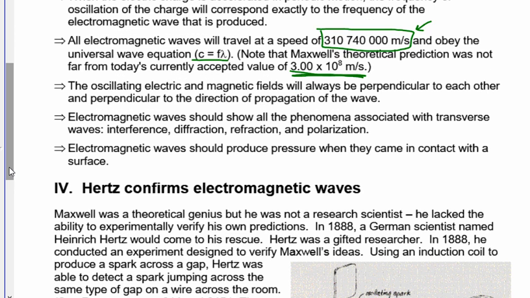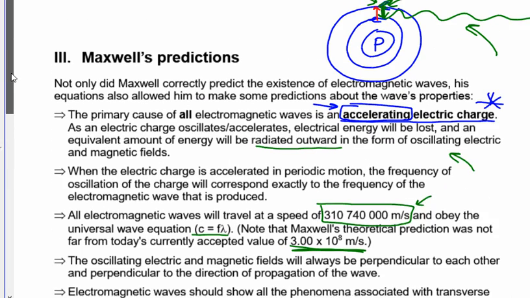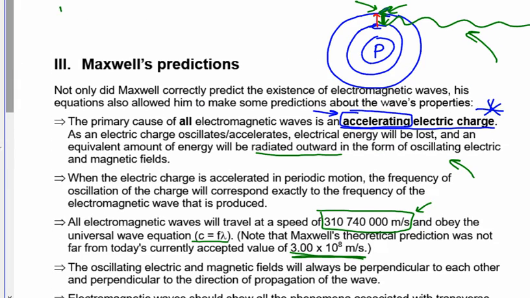The next one: the oscillating electric and magnetic fields are always perpendicular to each other, right? And perpendicular to the direction of propagation of the wave. What that means for the last part is that if this is the electric field in that direction, and this is the magnetic field in that direction, then the direction of the wave would always be perpendicular to both of them.